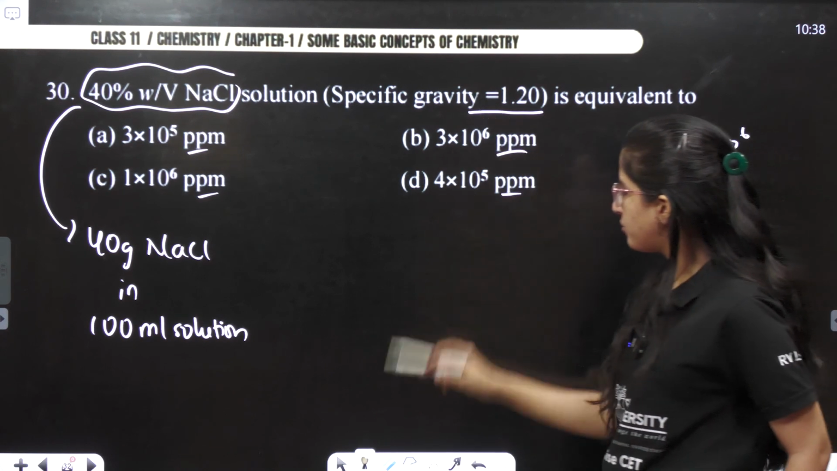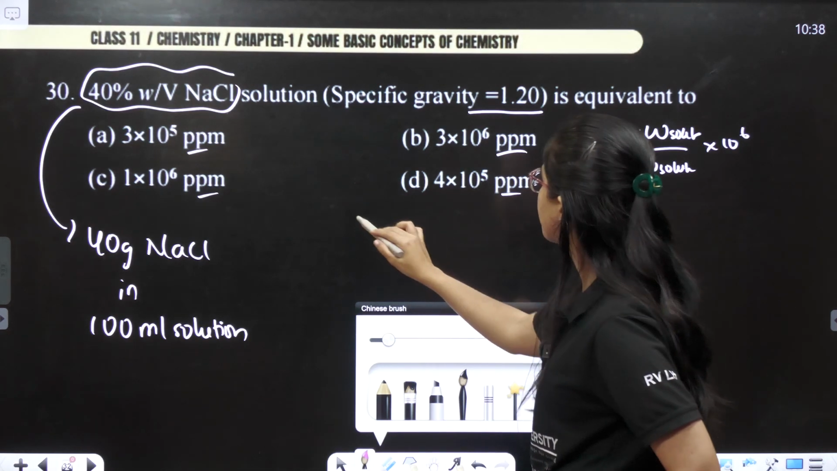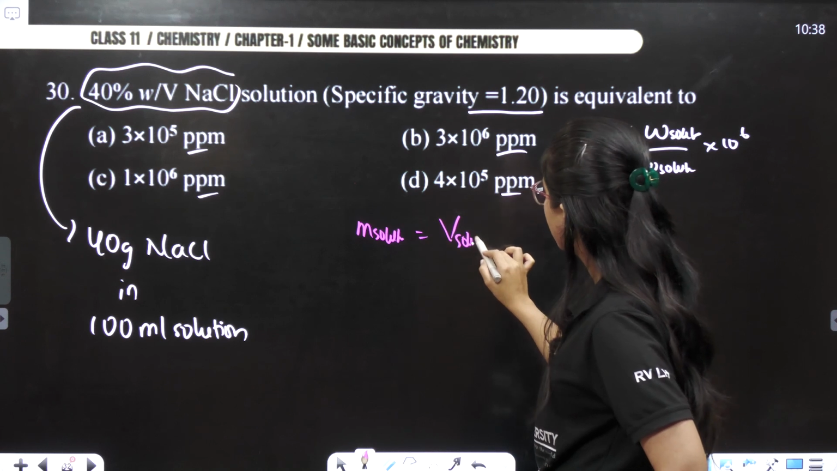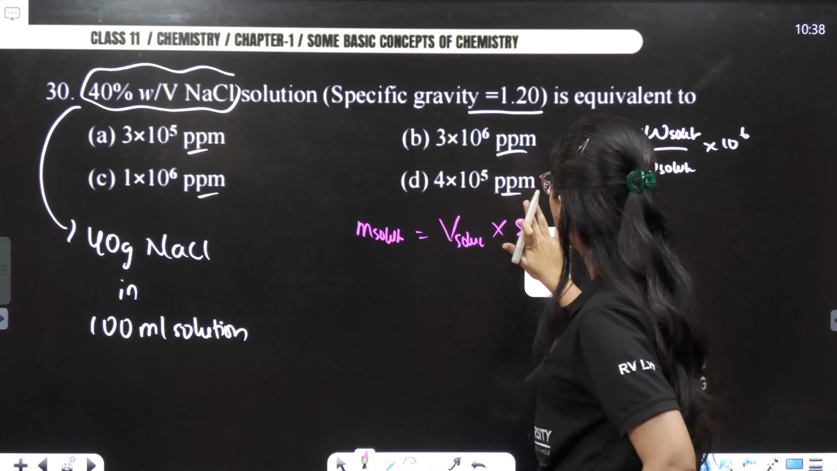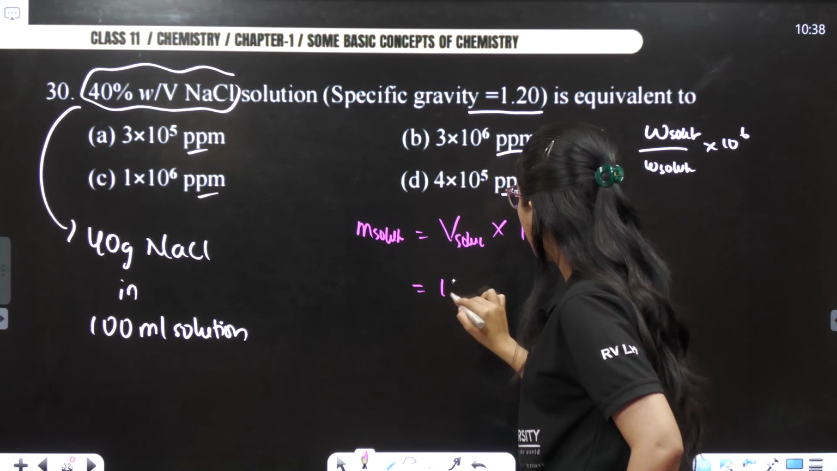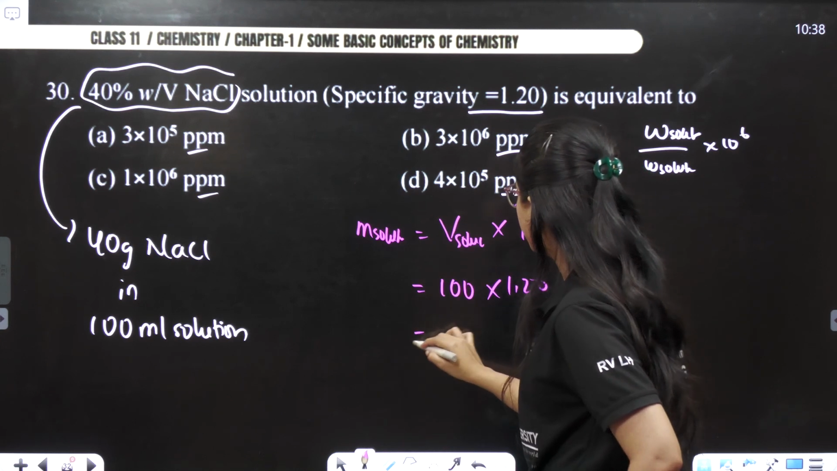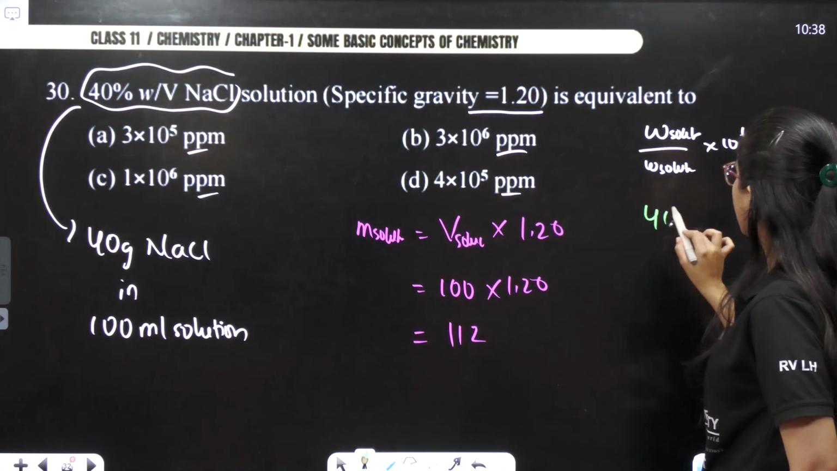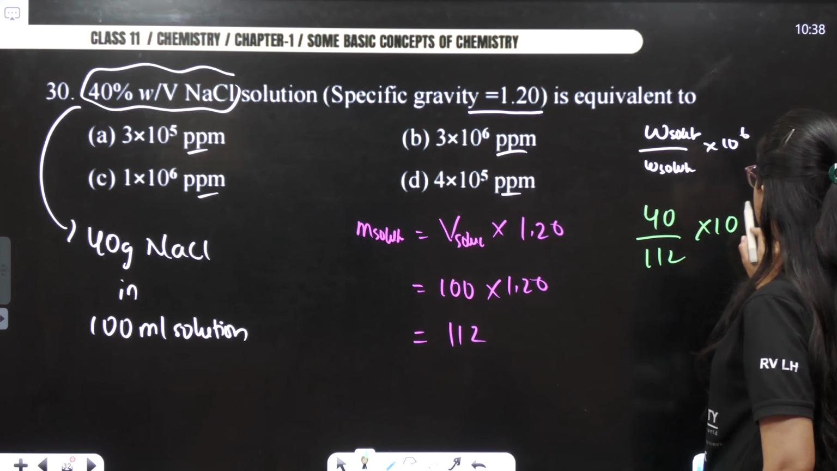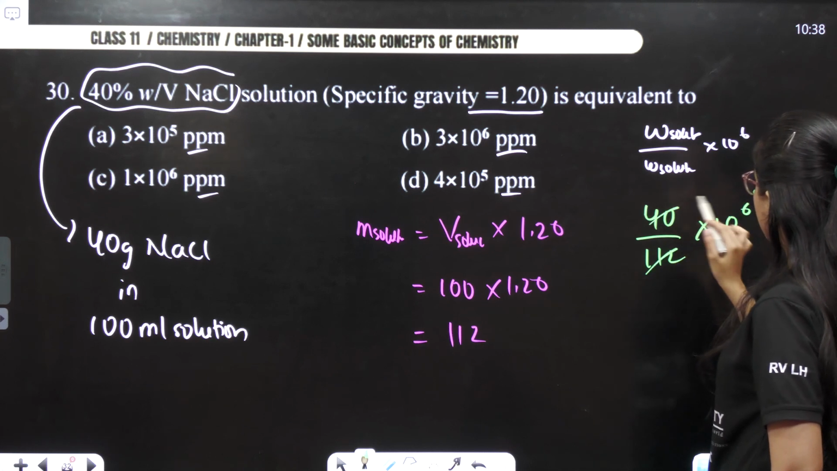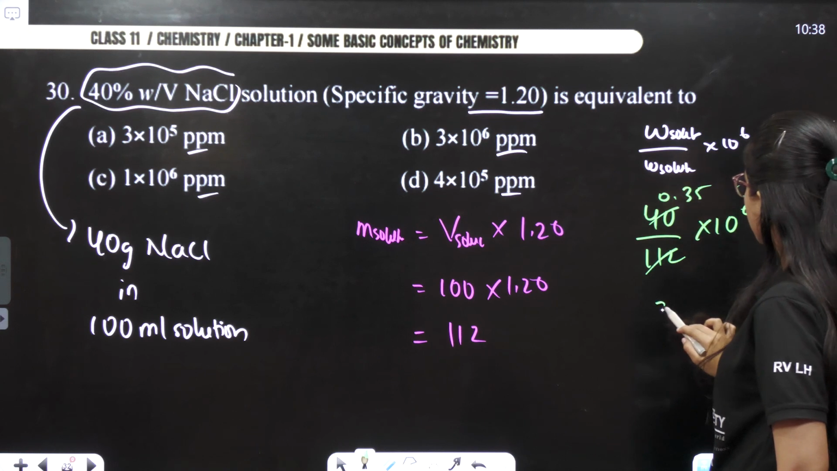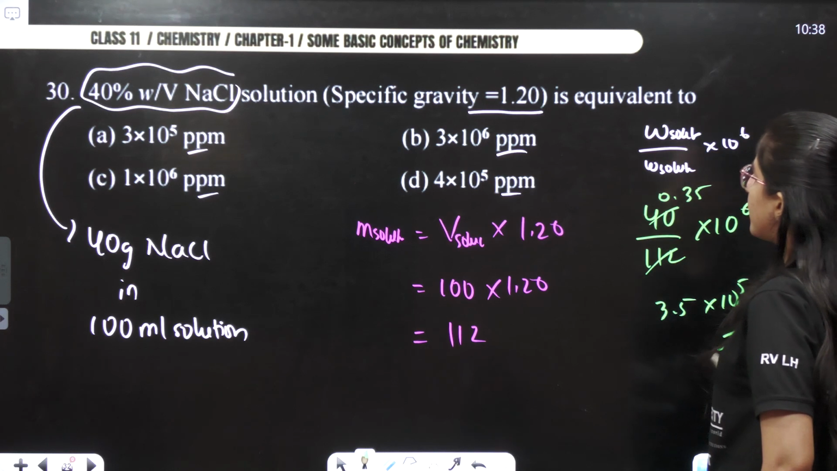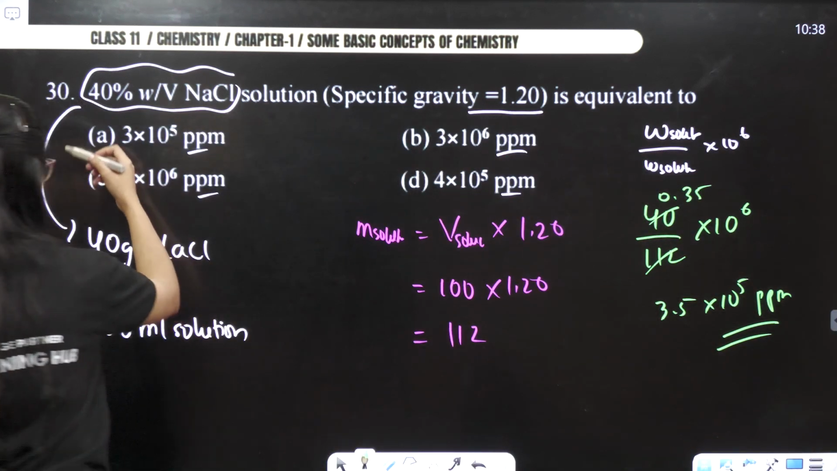The solution mass you can get from the specific gravity, that is, the volume of the solution times the specific gravity. You take 1.20, so it will be 100 into 1.20. You will be getting 120. So if you substitute, what will you get? 40 divided by 120 into 10 raised to 6. You will be getting 0.33, so it will be about 3.3 into 10 raised to 5 ppm. So the correct option will be 10 raised to 5 ppm, option number A.